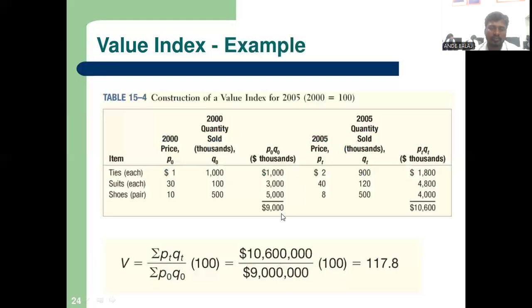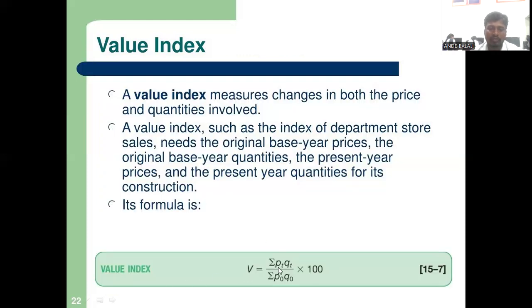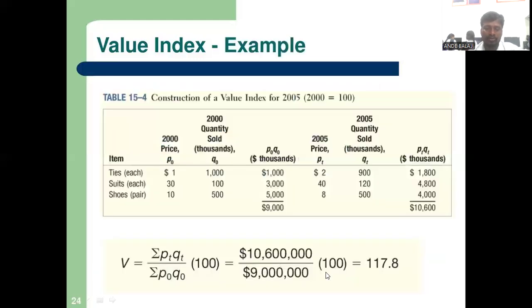The formula is the value index number equals the summation of P_t Q_t, where t represents the current year and 0 represents the base year, divided by the summation of P_0 Q_0. So the value index number is the ratio of the sum of the products of current year prices and quantities to the sum of the products of base year prices and quantities. This is the value index number.